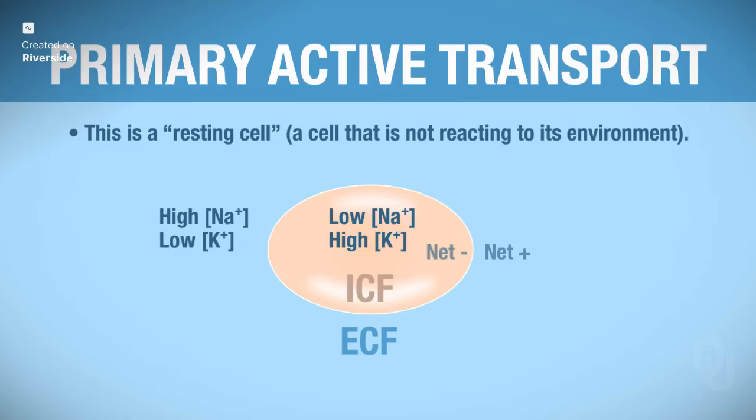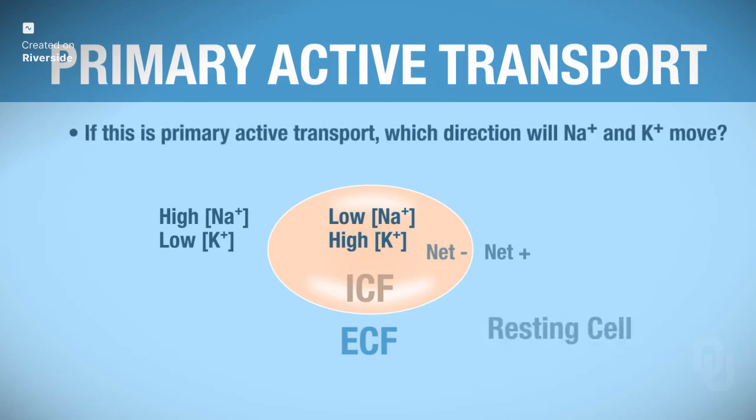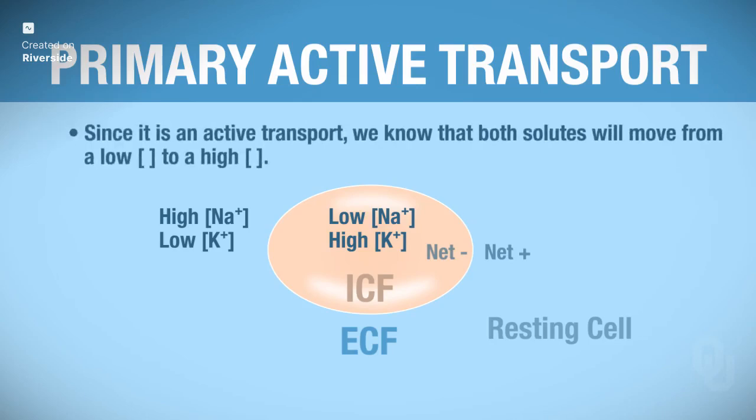Okay, now what we want to do is think about primary active transport in the sense that, okay, if this is primary active transport, which way will sodium be moving? And so, since it's primary active, we know that both solutes will move from a low concentration toward a high concentration. So what that means is that sodium would be moving out of the cell, low concentration toward a high concentration. Potassium would be moving into the cell, again, against its gradient, a low concentration toward a high concentration.